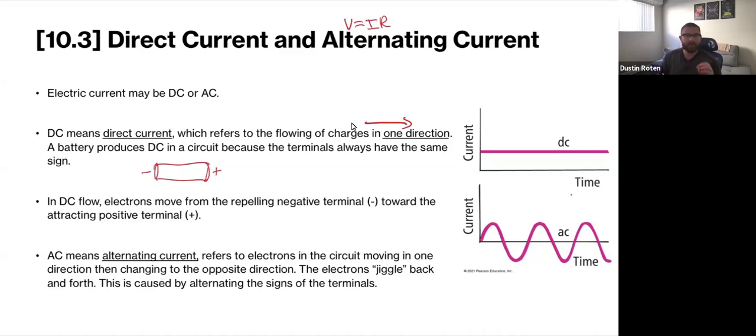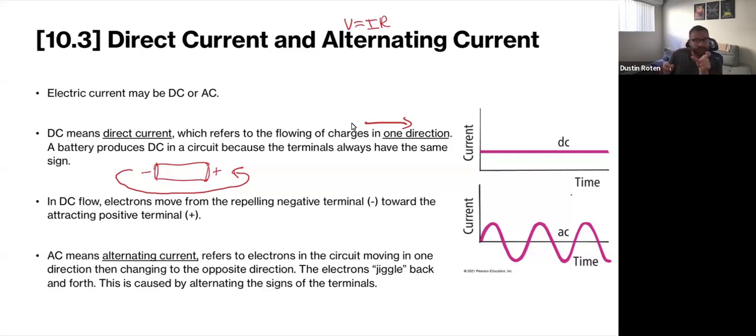In this case, what's going to happen is electrons are going to move away from the repelling negative terminal, and they're going to move toward the attracting positive terminal. On the other hand, AC means alternating current, and that refers to electrons in the circuit that actually go back and forth.